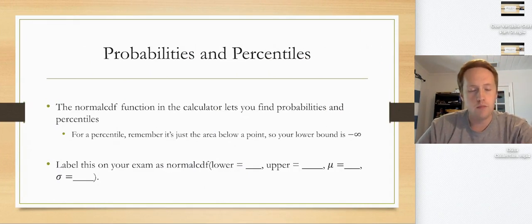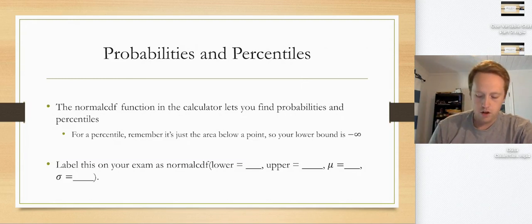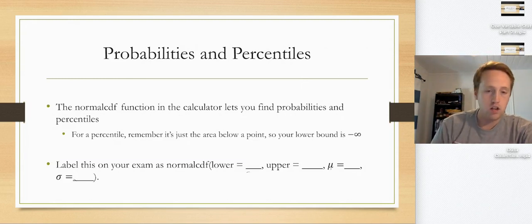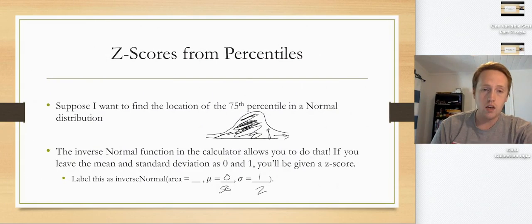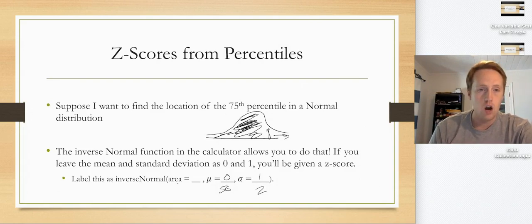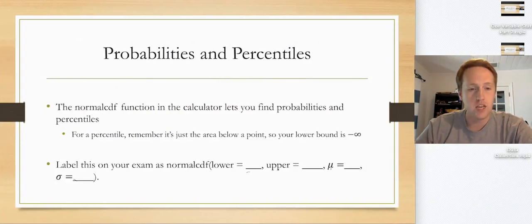Probabilities and percentiles, we're pretty much experts at this, but it's going to be normal CDF. Make sure you label the lower, upper, mean, and standard deviation. Same thing with the inverse norm. Make sure you're labeling the area, the mean, and the standard deviation. You have to label what those are if you're going to use your calculator speak.